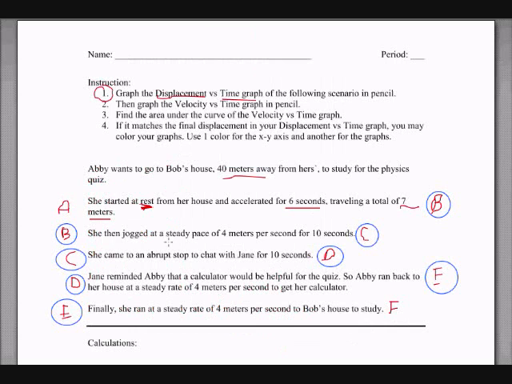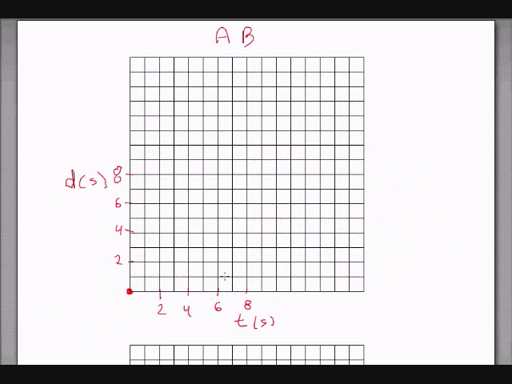And once again, when we look at this, for A, she starts at rest, she goes for 6 seconds, and ends up 7 meters. So once again, she goes for 6 seconds. Here is 6 seconds. Here is 7 meters. So where these two intersect, that's her point. Okay? She goes from here, ends up here. How does she get there?